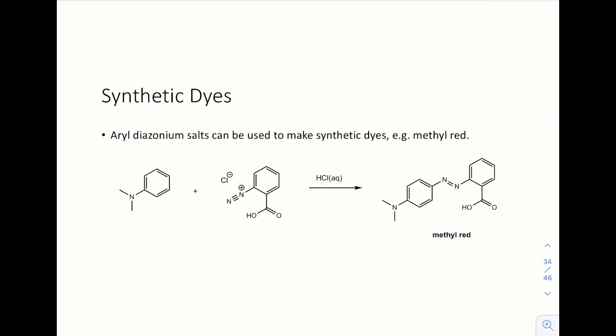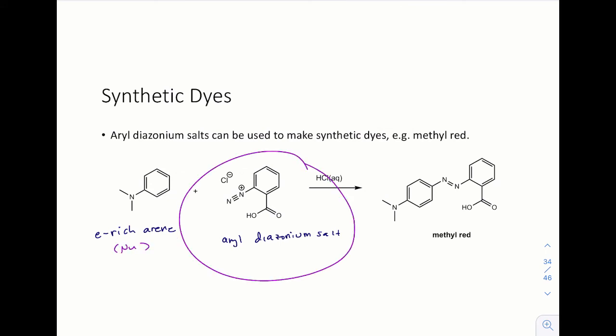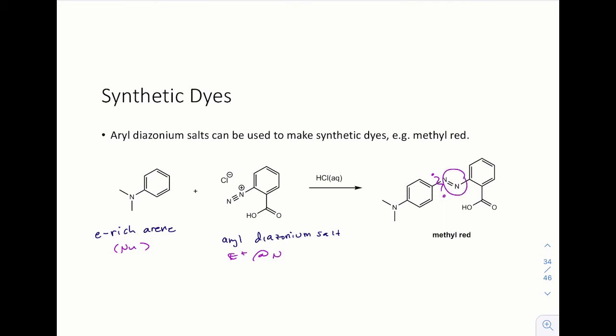Aryl diazonium salts can be used to make synthetic dyes, such as this one, which is called methyl red. An electron-rich arene, which will react as a nucleophile, interacts with an aryl diazonium salt, which will act as an electrophile at nitrogen, making this bond and forming this diazo functional group. And this is an electrophilic aromatic substitution reaction, as it turns out. Lone pair push, over, attack.